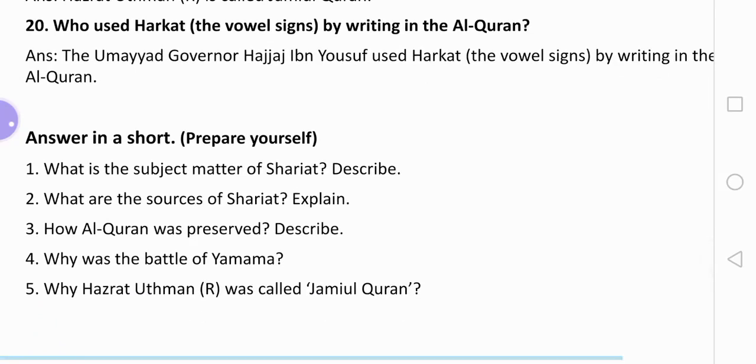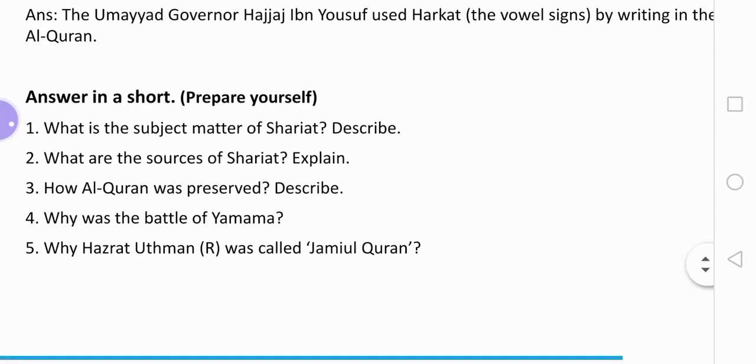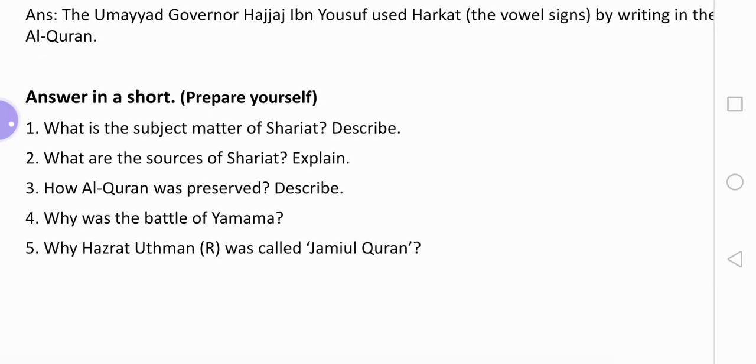And now the short questions. Question number 1, what is the subject matter of Shariat? Describe. Already you have discussed the subject matter in our lecture. And number 2, what are the sources of Shariat? Quran, Hadith, Ijma, Qiyas. You have to explain for B marks of the question. Number 3, how was Al-Quran preserved? Describe. You have to make a short note in this regard.